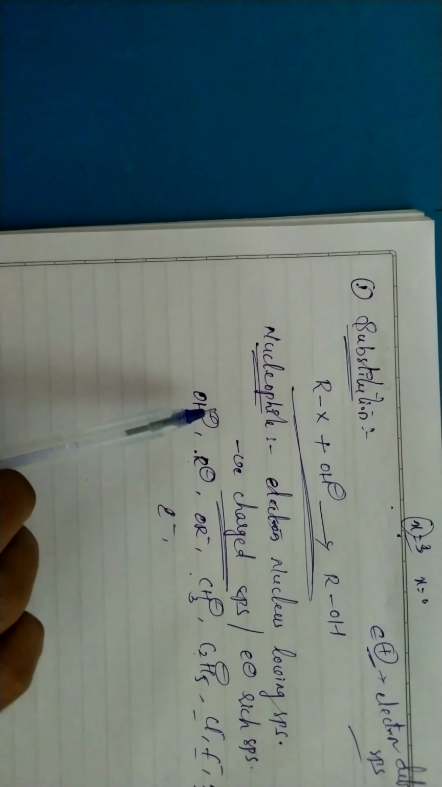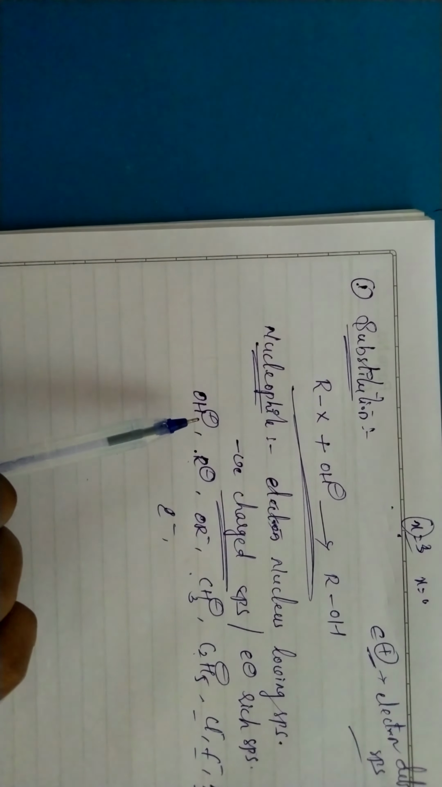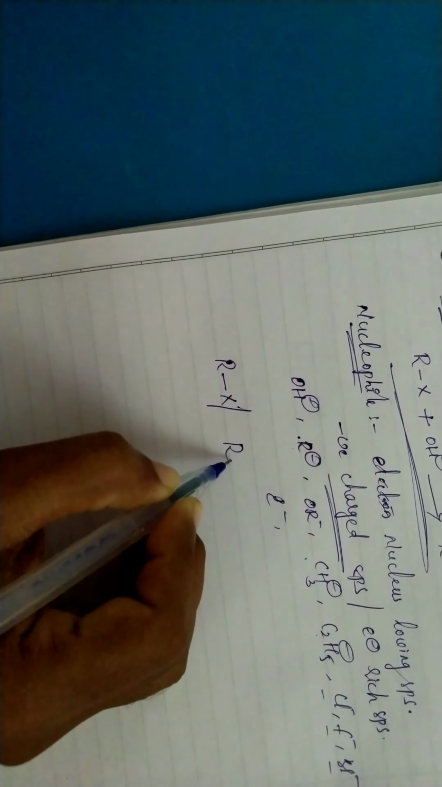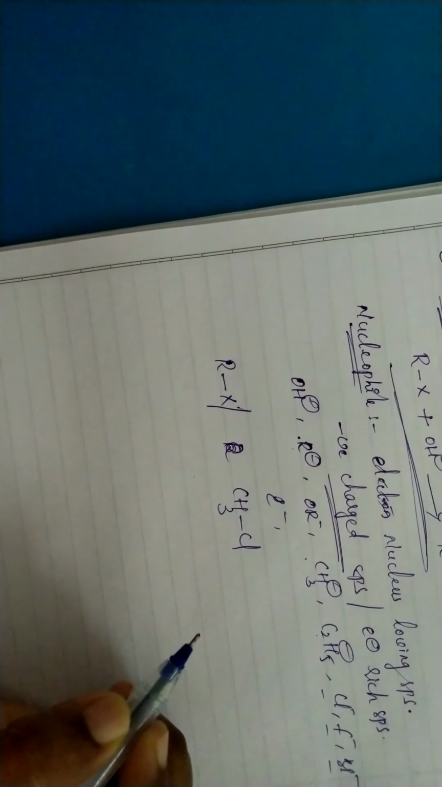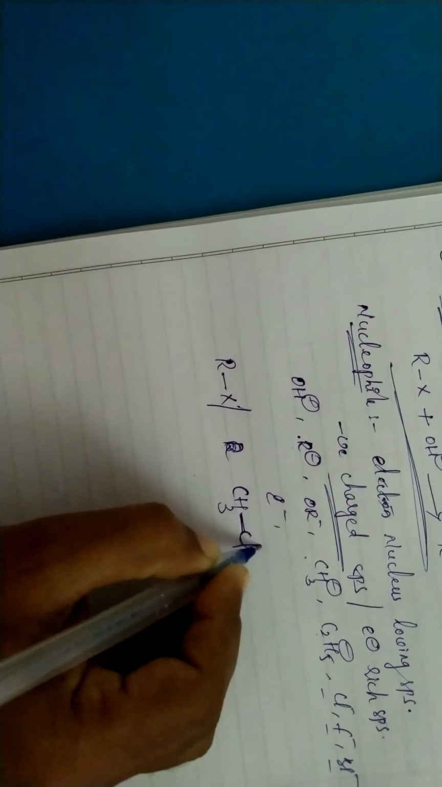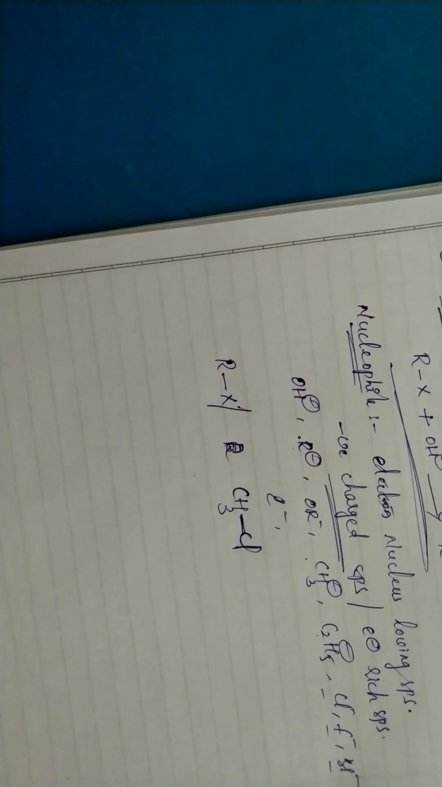So in this particular topic we are going to discuss the nucleophile. Why? Because here, if I take the example CH3Cl, we have a bond between carbon and chlorine. We know that chlorine has more electronegativity than carbon. What is meant by electronegativity? Electronegativity means the capacity of attracting electrons towards itself.